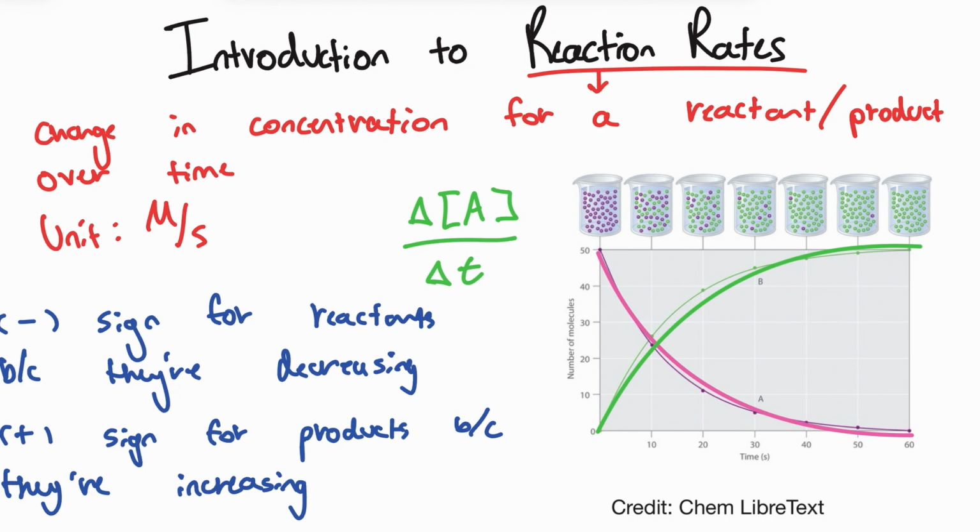Another thing I want to point out about this graph, and something you definitely have to know, is that as our reaction proceeds, so as our time is increasing, the rate at which our reaction is proceeding decreases. That just means the rate at which we're consuming reactant and the rate at which we're forming product is going to decrease. Make sure you know that.